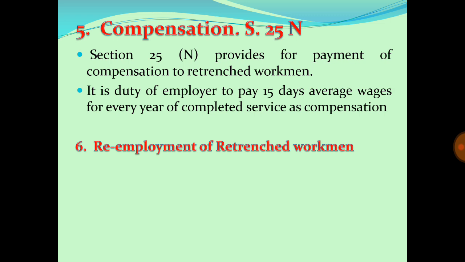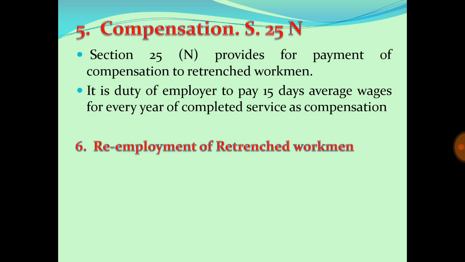Say for example, if any worker has completed 10 years of service in that industry and his monthly salary is rupees 3000, in such circumstances that person's compensation shall be 1500 into 10 years. The resulting amount will be the compensation of that person.